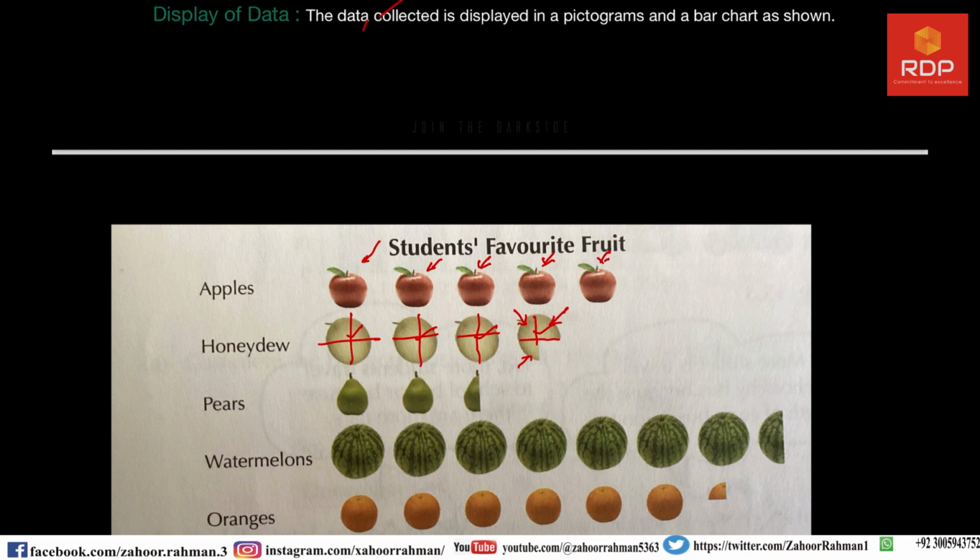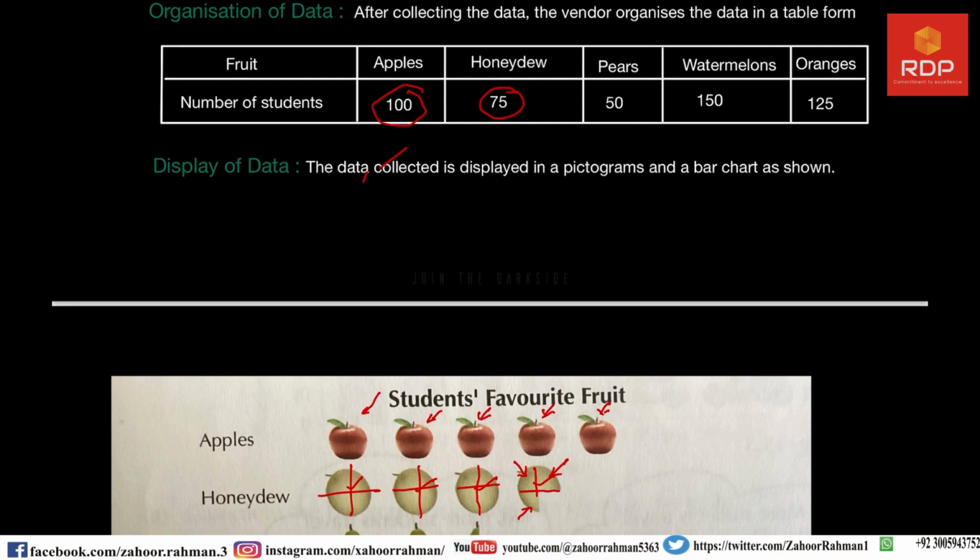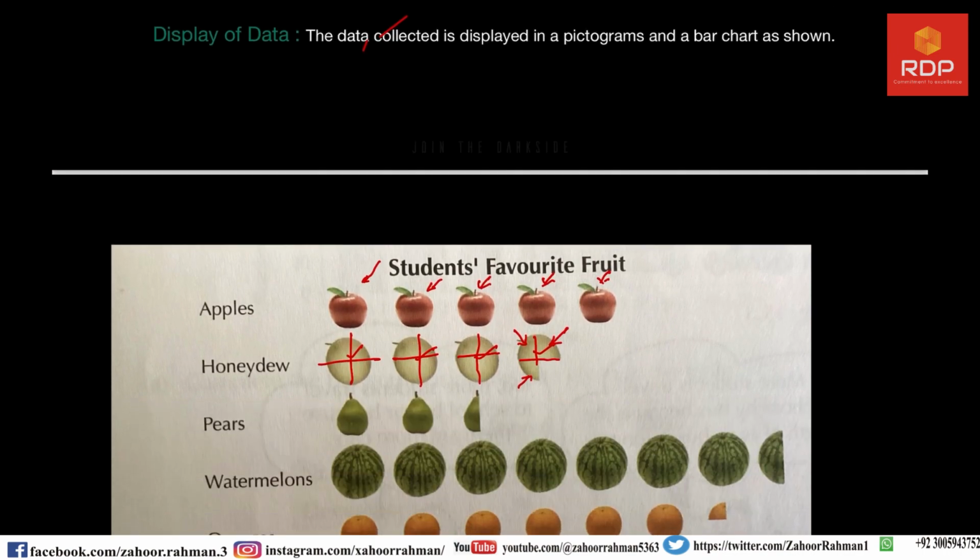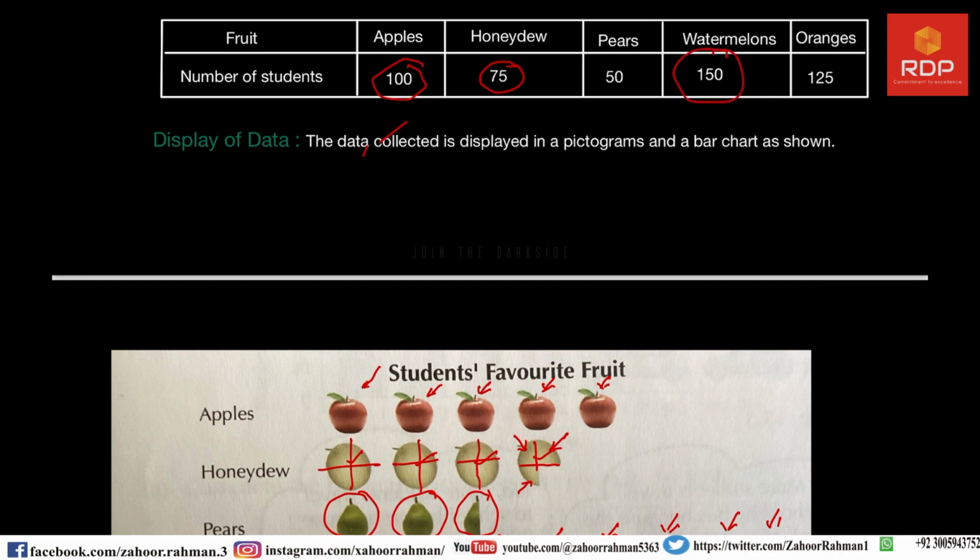Pears are liked by 50 people. So this is 20, and this is 20, 40, and this is half. So it means that there are 50 students who like pears. Now watermelons: 20, 40, 60, 80, 100, 120, 140 and half. That means 150. You can see that this is 150.